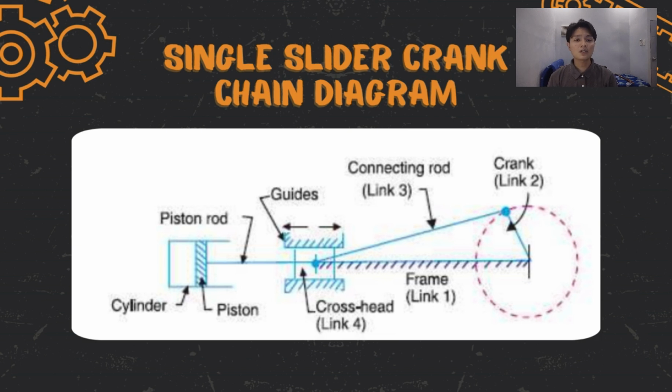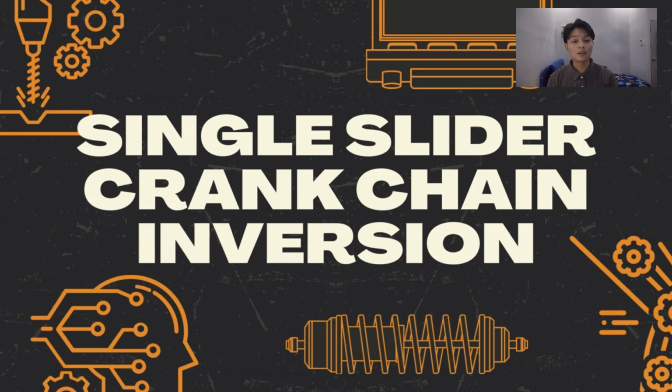The advantages of this kind of mechanism are that it has low cost, a reduced weight, and less wear and clearance due to the reduced number of parts, using only a single slider. These single slider crank mechanisms are mostly used in reciprocating combustion engines or reciprocating pumps. So that's all there is to it for the single slider crank mechanism. Now let's move on to the inversions of the single slider crank mechanism and its principles.